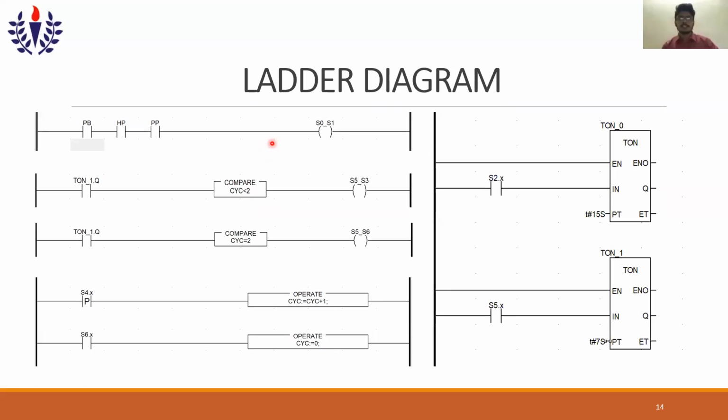Let's see the ladder diagrams which we have used here. The first diagram, where the cursor is pointed now, is between the transition step of S0 and S1. The SFC will go to S1 only if PB, HP, and PP, all three, are high. Below that are the 2 compare cycles, as Nishal mentioned earlier.